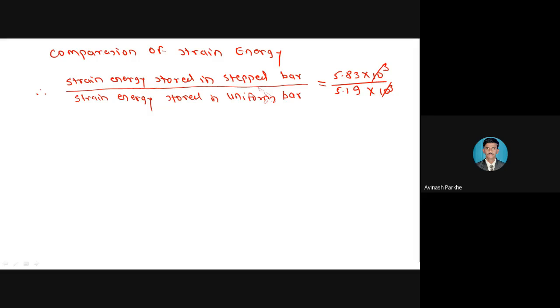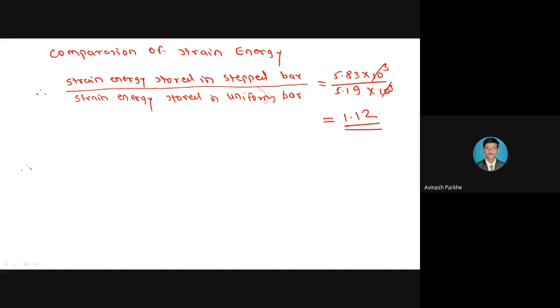So this 10 raised to 3 and 10 raised to 3 will get cancelled. So what will be this particular ratio? Have you got 5.19 into 10 raised to 3? Yes, sir, 5.19 into 10 raised to 3. Now put that particular value in this ratio and tell me, what will be the ratio? Strain energy stored in the stepped bar divided by the uniform bar is 1.12.